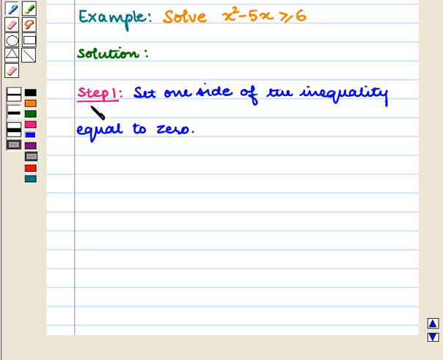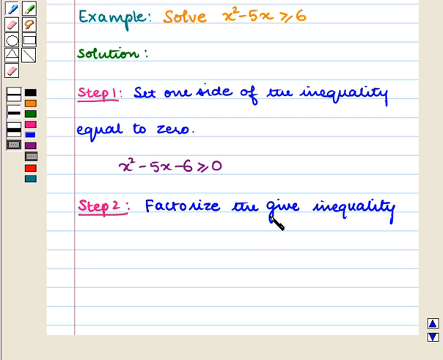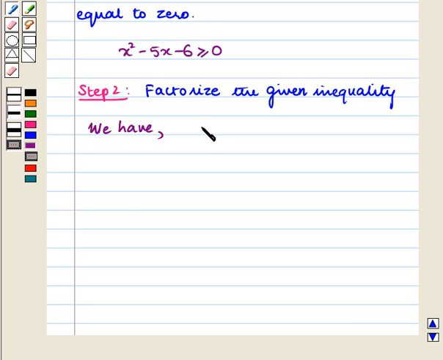So here our first step is to set one side of the inequality equal to 0. For this, we bring the constant term to the other side of the inequality. That is, we get x squared minus 5x minus 6 is greater than or equal to 0. Step 2 is to factorize the given inequality. We have the quadratic x squared minus 5x minus 6.